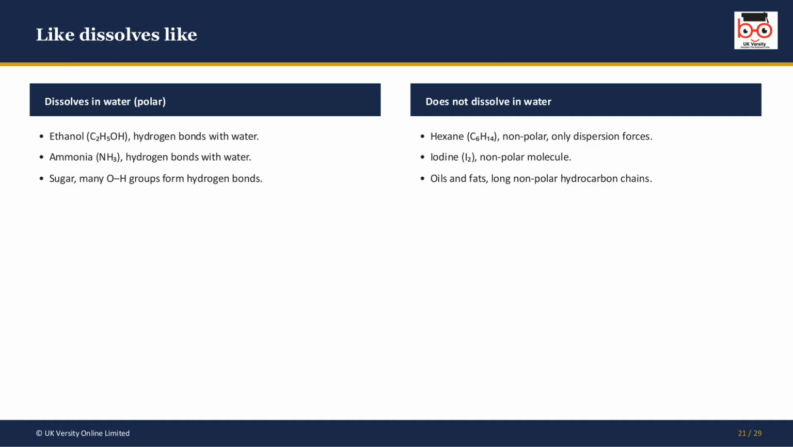Let's see like dissolves like in action. Dissolving well in water, our polar solvent, we have ethanol, which hydrogen bonds with water, ammonia, which also hydrogen bonds with water, and sugar, with its many oxygen-hydrogen groups forming hydrogen bonds. Not dissolving in water, we have hexane, C6H14, nonpolar with only dispersion forces, iodine, a nonpolar molecule, and oils and fats with their long, nonpolar hydrocarbon chains.